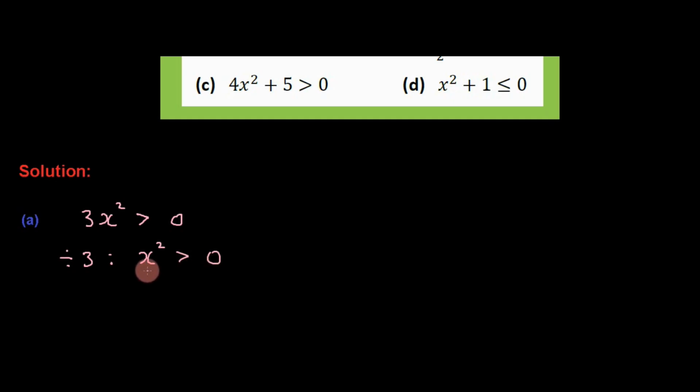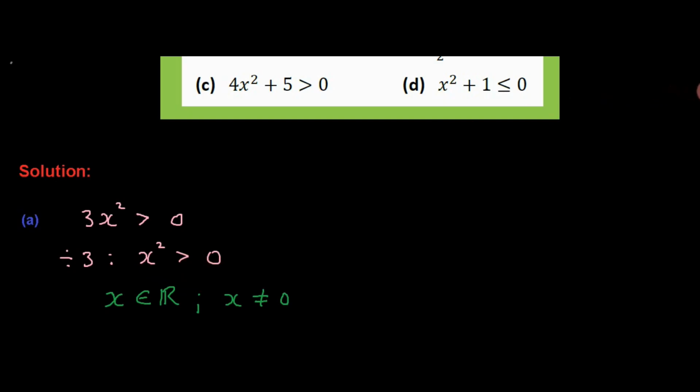Now, once again, every negative number squared will give a positive answer, and every positive number squared will give a positive answer. 0 squared will, of course, give 0, but this is strictly greater than 0. So any negative or positive real number would work here. So then x is an element of real numbers, but x cannot be 0, because 0 squared will give us 0, and here x squared must be strictly greater than 0.